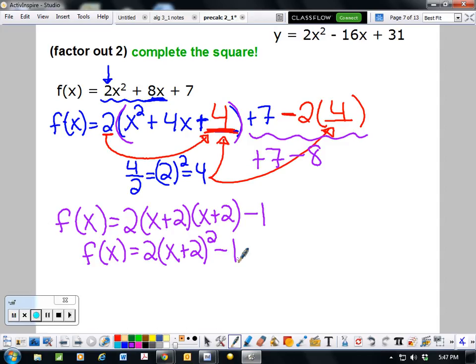And you can actually check this on your calculator. Graph this function and graph this original function, and they should look exactly the same. And that's what's kind of cool when you have the colored graphing calculators, because you'll see your first one graphed in blue, your second one graphed in red, and you see how they become the exact same graph.